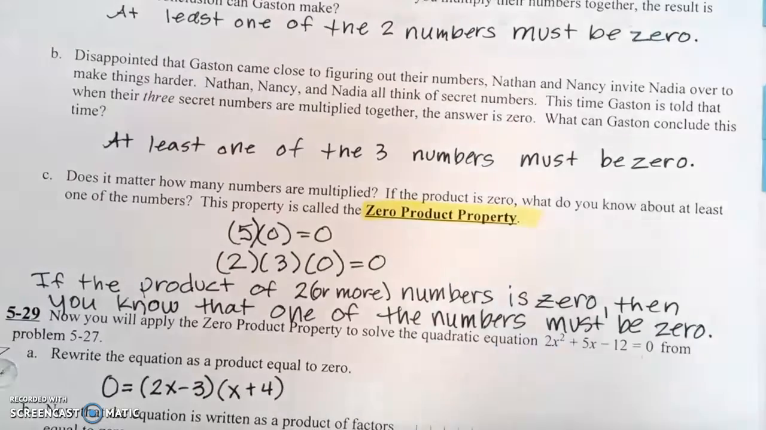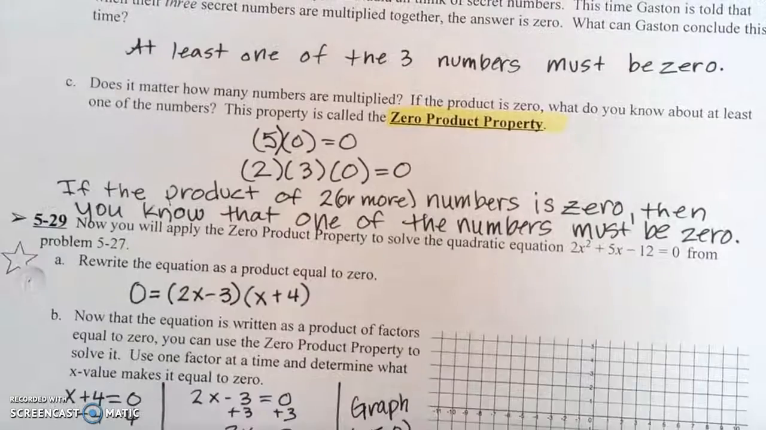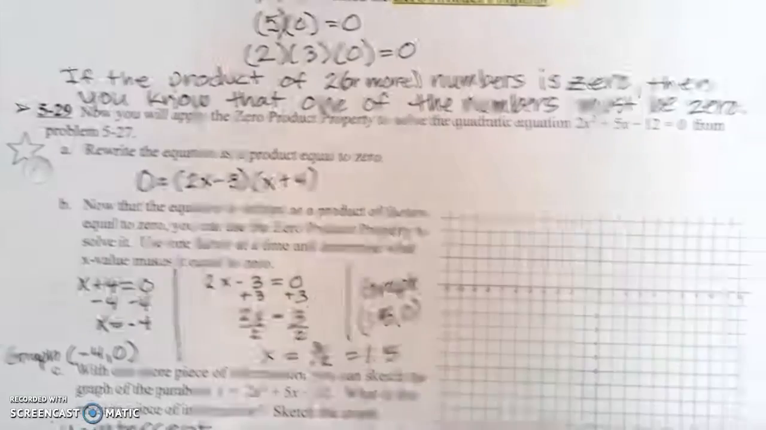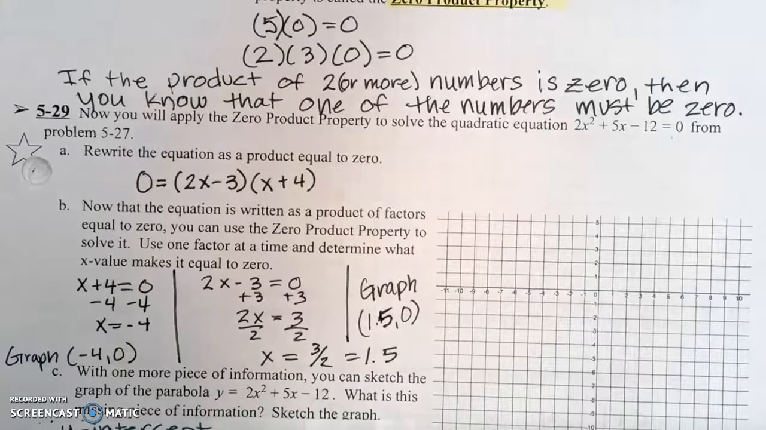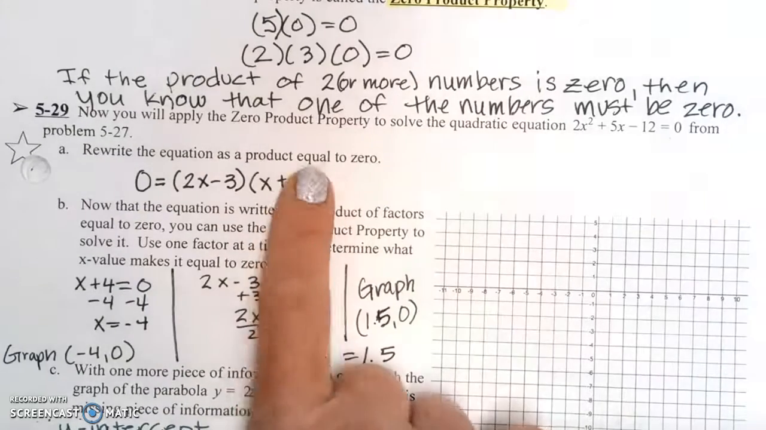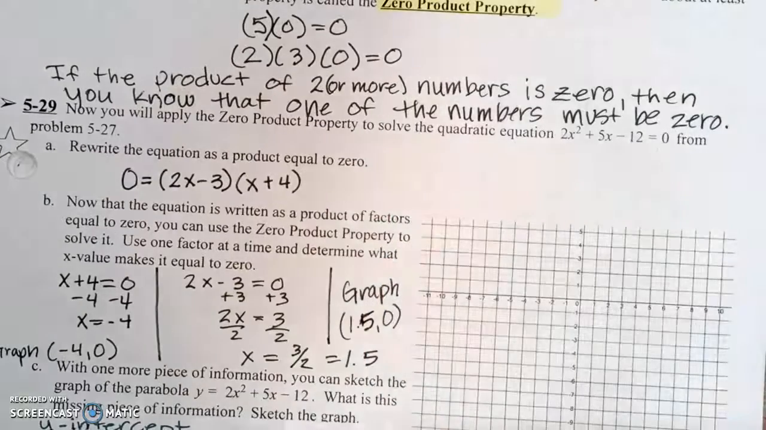That's going to lead us to question 29. Question 29 says, now you will apply the zero product property to solve the quadratic equation, 2x squared plus 5x minus 12 equals 0 from problem 27. Rewrite the equation as a product equal to 0. So we're going to factor whatever it was.